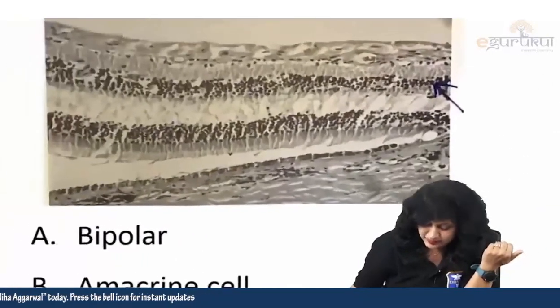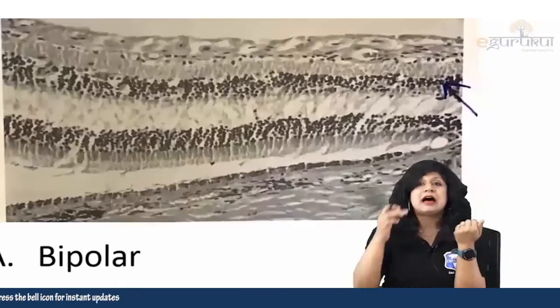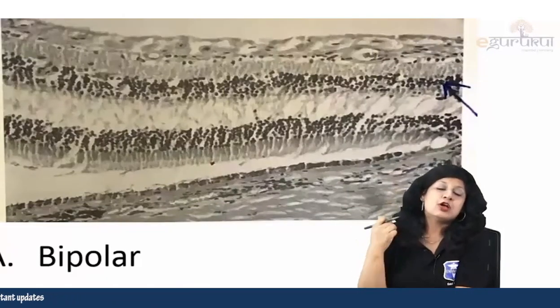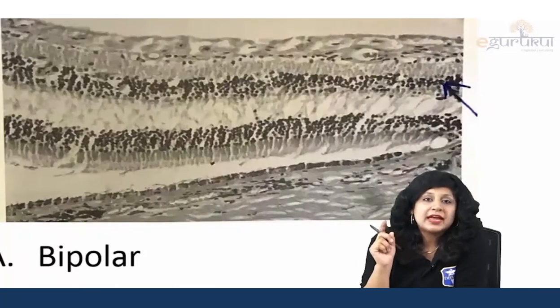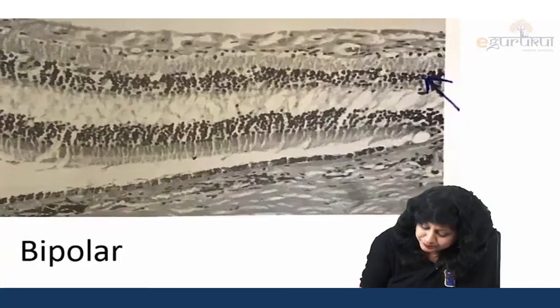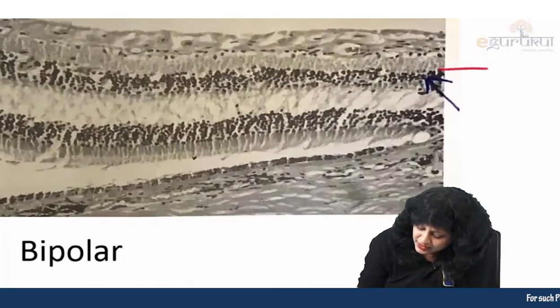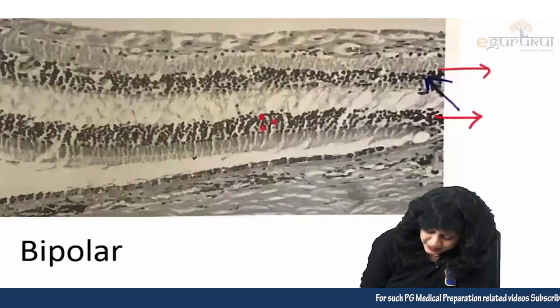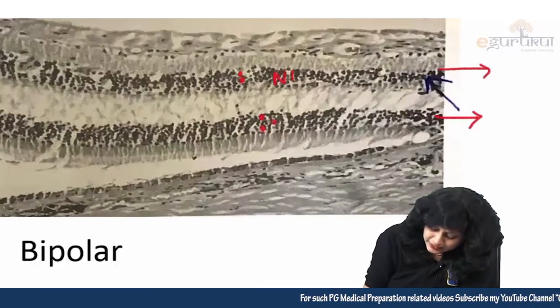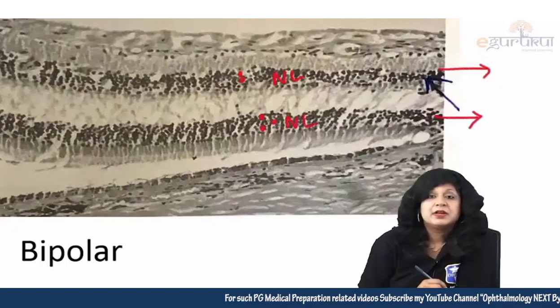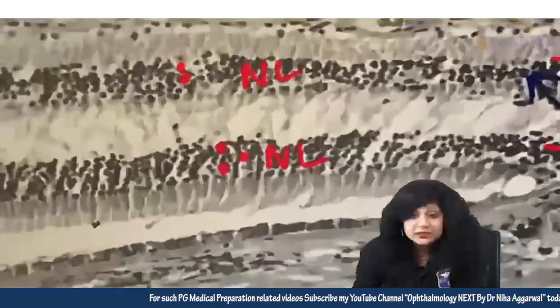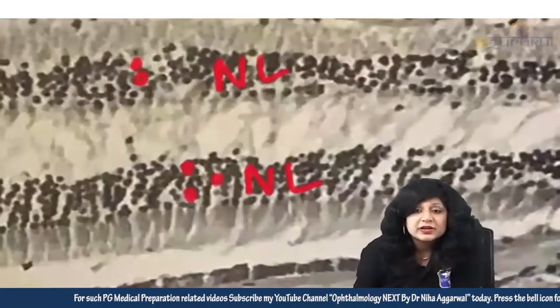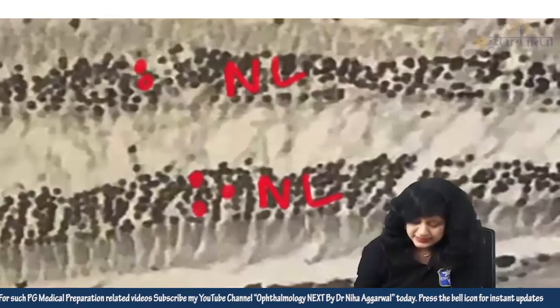Now look at this picture. First of all, do you remember how to name the layers? I always told you that you can easily see that there are two darkly pigmented layers. One is this and one is this. So you have the darker nuclei here. These are the nuclei. So this is also nuclear layer. This is also nuclear layer. And this is also nuclear layer. Can you see? Beautiful nuclei you can see.